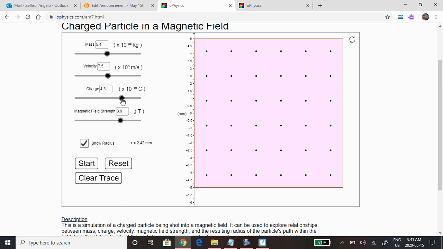I can change the radius by changing how much charge is on there. All right, now I'm going to change the charge on it. Watch. See that? Different radius to the motion here.